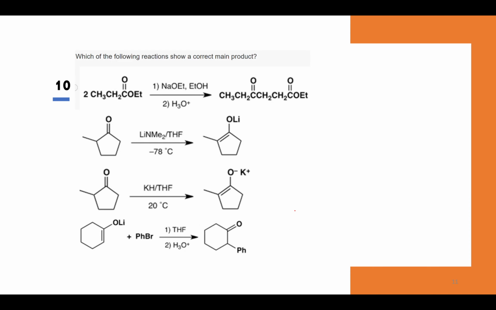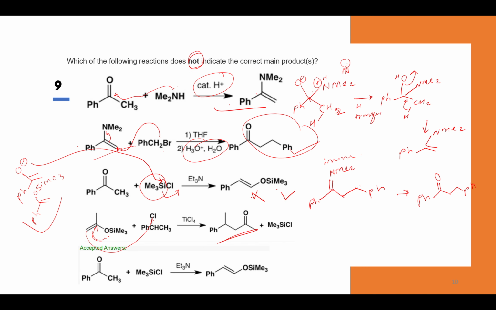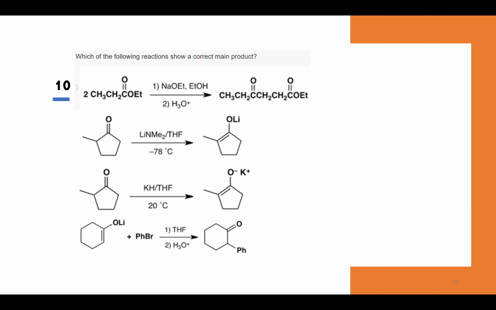Now let's talk about the next question. Which of the following reactions shows the correct main product? Here we have to find out the correct main product. So always remember, depending on the question, if it says not correct or correct, you have to find that option. Here we had to find the incorrect option, but in the next question we have to find the correct option. Carefully read the question, then only find the answer. So we will solve each one's mechanism.